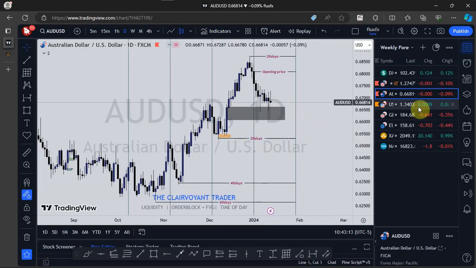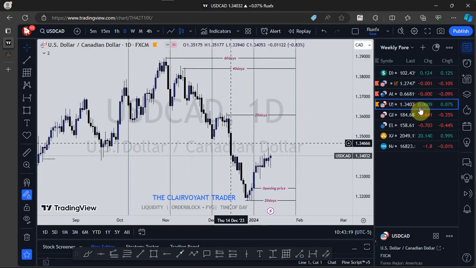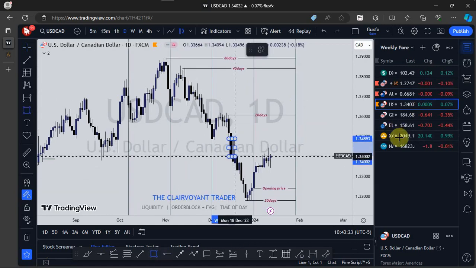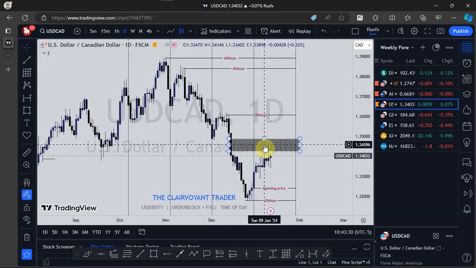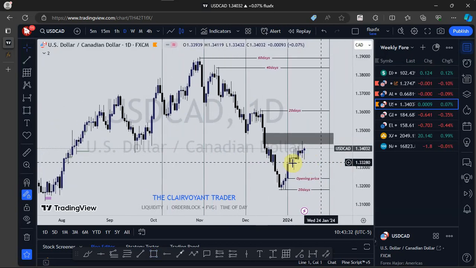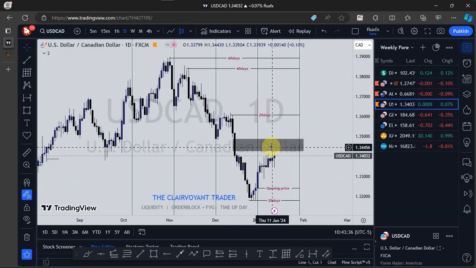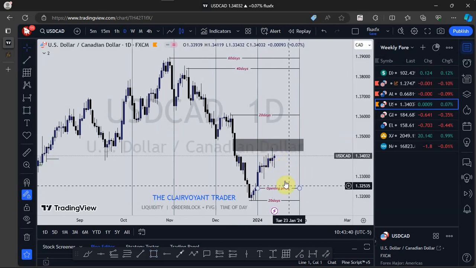Let's see what's happening on USDCAD. So bearish dollar, bearish USDCAD. We filled the fair value gap right here. I spoke about this fair value gap last week. We've had price tap into this fair value gap, and so I'm expecting that we are going to see this high as the high of the month. Then we see a continuation to the downside.